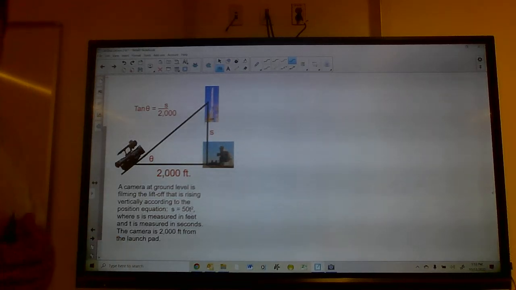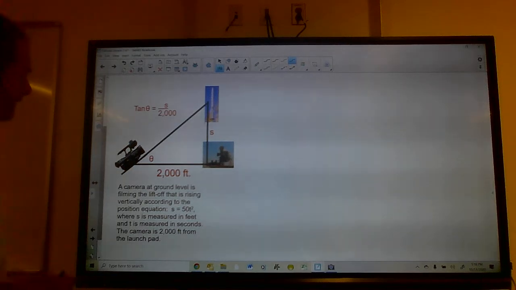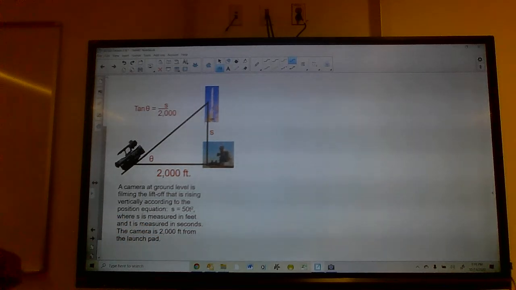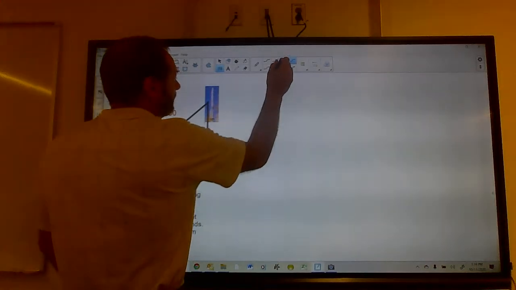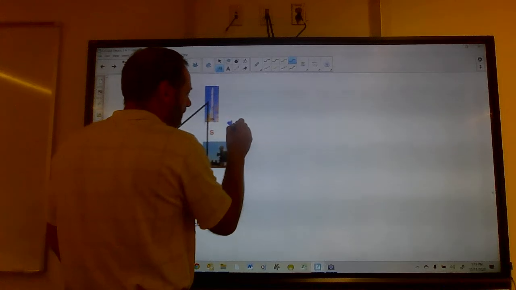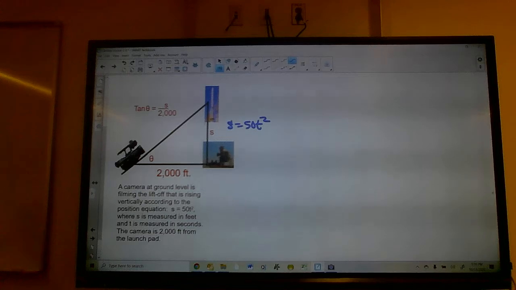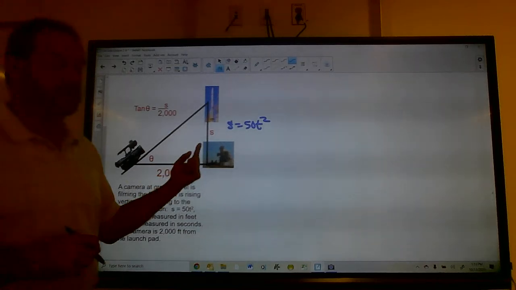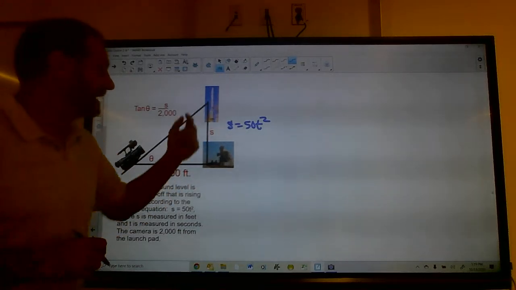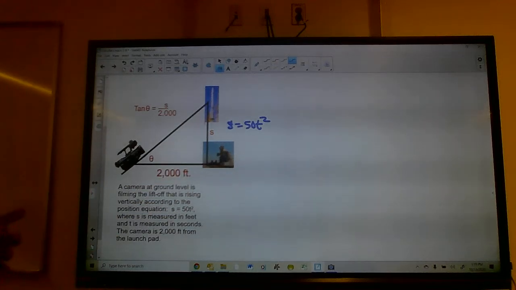So we do know this is 2,000 feet because it tells us down here the camera's 2,000 feet from the launch pad. We know the camera's at ground level, filming the liftoff. It is rising vertically according to the position equation S equals 50t squared. Well, this is S right here, so this is also 50t squared. So what's happening is as the time increases, this goes faster and faster. S gets bigger and bigger.